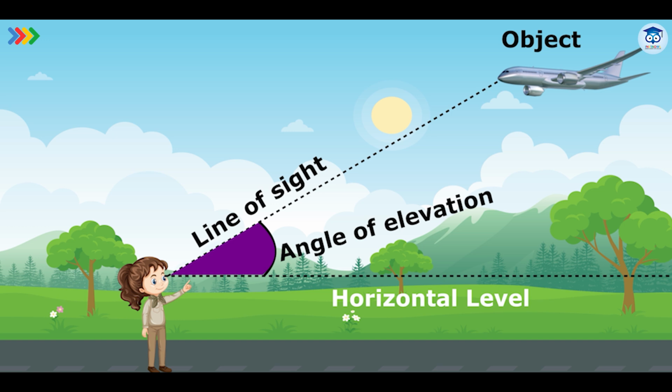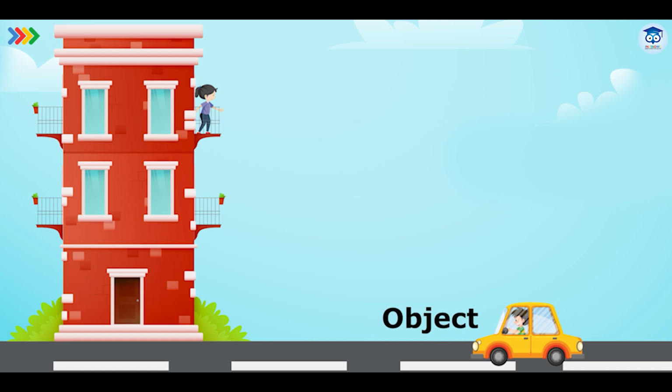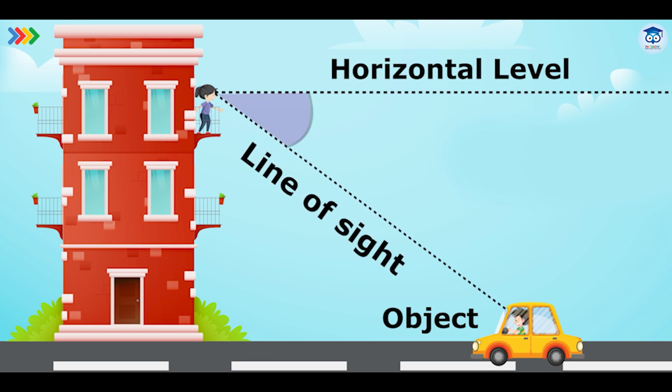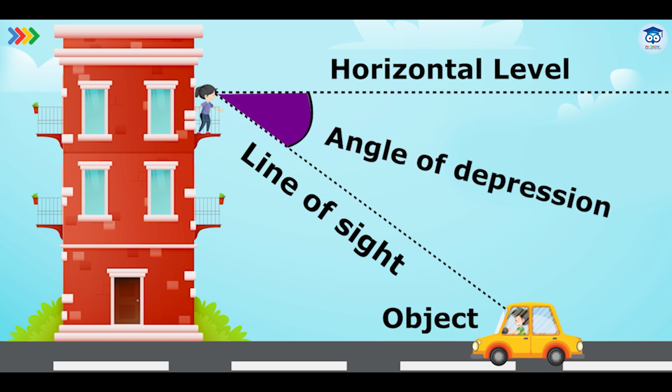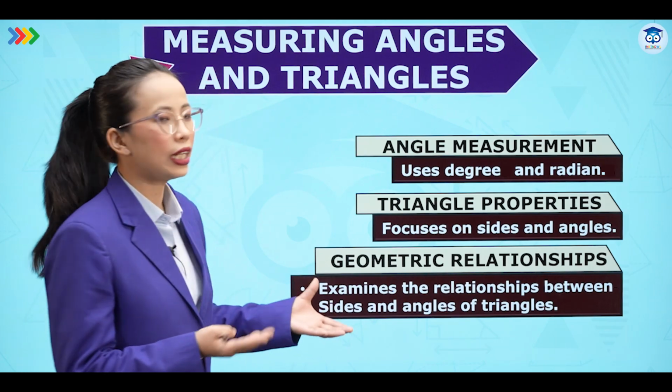So if you are looking down, we can draw a horizontal line parallel to the ground, and then we are looking down here. This is the line of sight. The angle so formed is known as the angle of depression. Now, for angle measurement, we can use either degrees or radians.